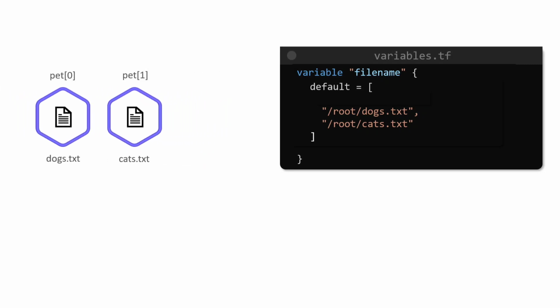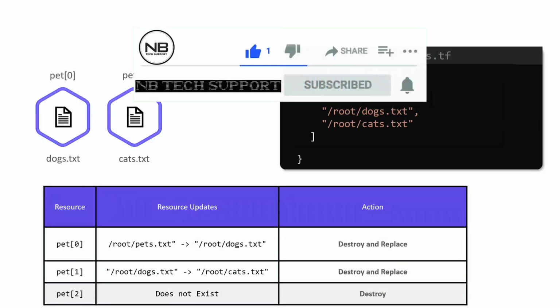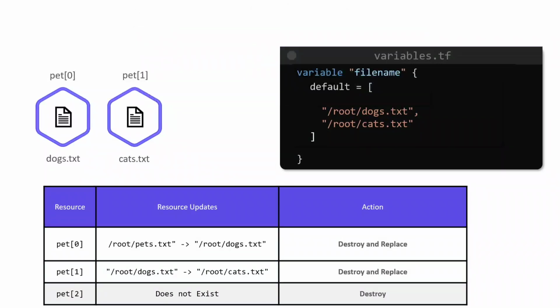Likewise, /root/cats.txt becomes the element at index 1, and the list now only has 2 elements in it. When we run Terraform plan now, Terraform can see that the resources at index pet[0] and pet[1] have to be destroyed and replaced. This is owing to the change in their file names. And there is no resource pet[2], so it will delete that resource entirely. Although after the apply operation, we will have the resources created as per our intended end state, this is not an ideal approach. We may not want the resources to be destroyed and recreated just because we removed an unrelated element from the list. And we will see how to fix that in the next lecture.